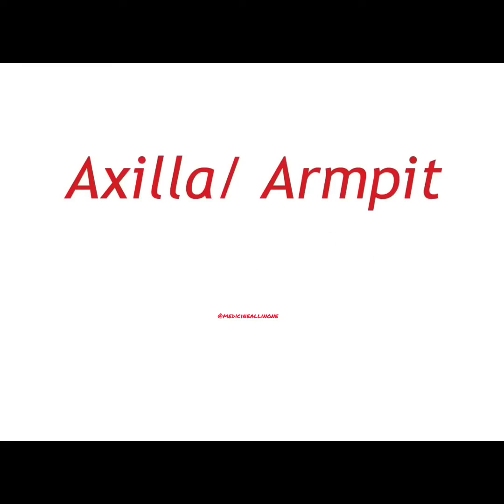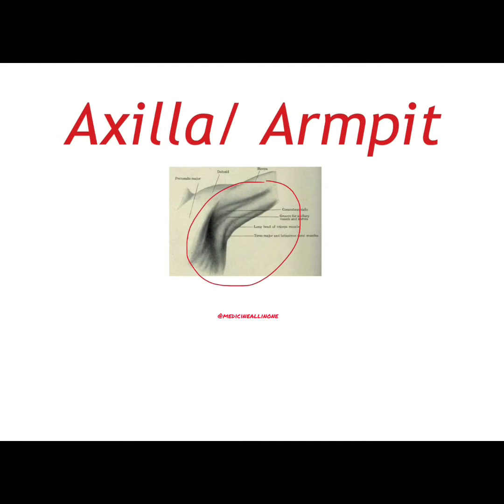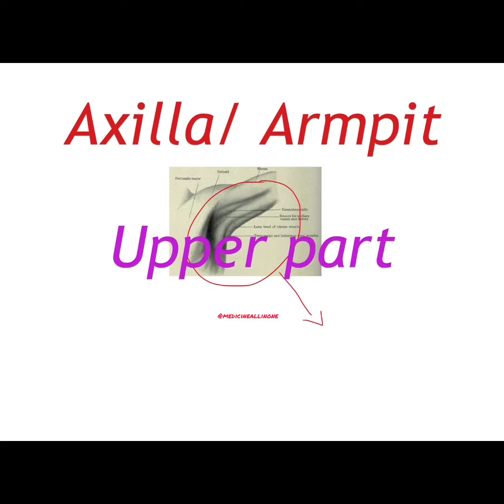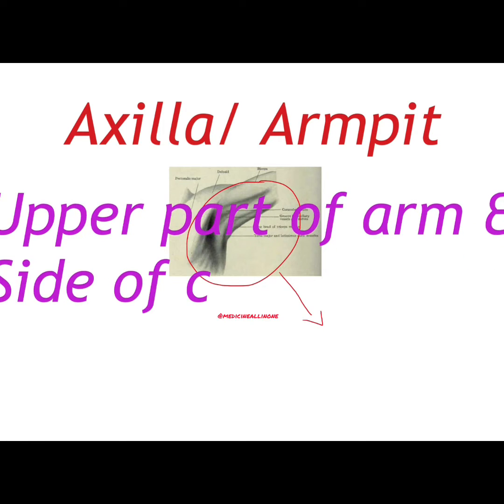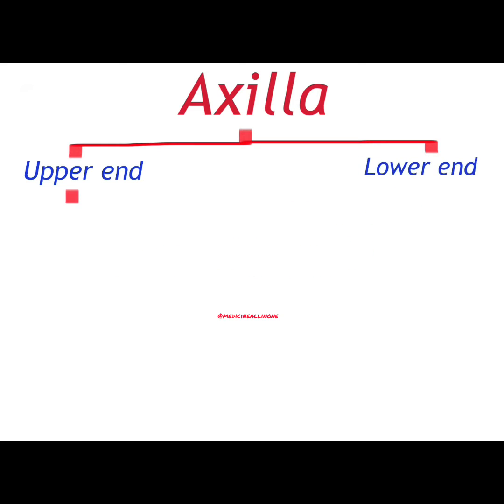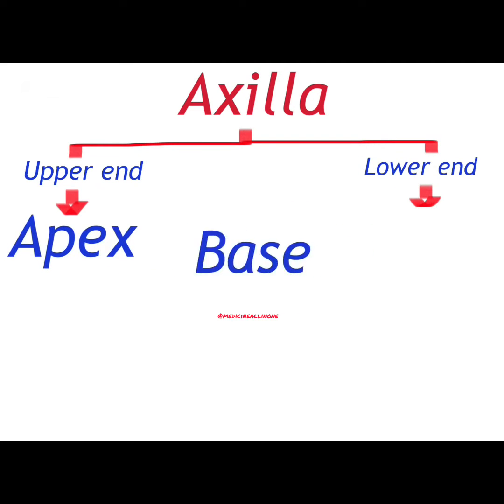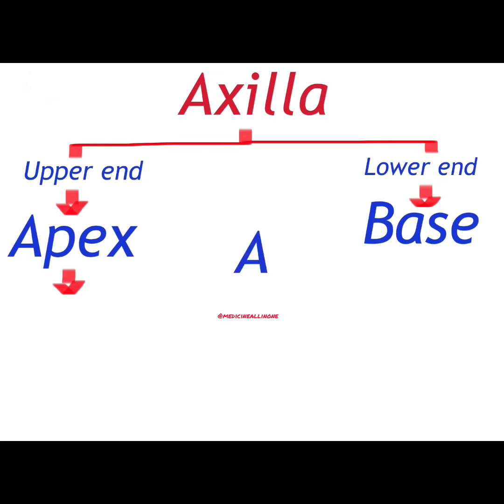In this video, we will discuss the axilla, or armpit. It is basically a pyramid-shaped space between the upper part of the arm and the side of the chest. The axilla has two ends, the upper end and the lower end. The upper end of the axilla is known as the apex and the lower end is known as the base. The upper end, the apex, is directed into the root of the neck.